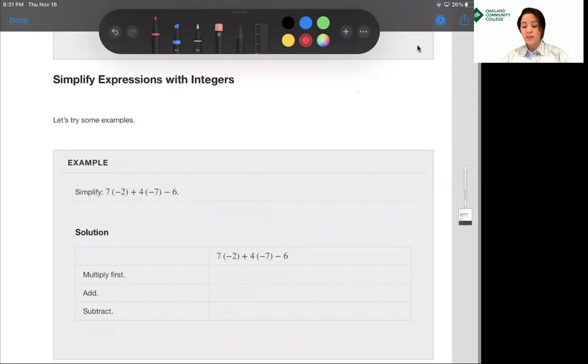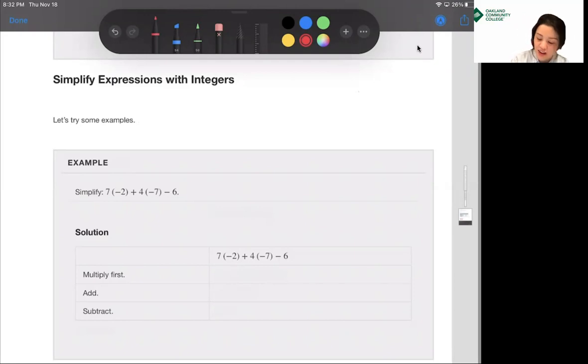Today's learning objective is to simplify expressions with integers. So what happens when there are more than two numbers in an expression? The order of operations still applies when negatives are included. Remember My Dear Aunt Sally?